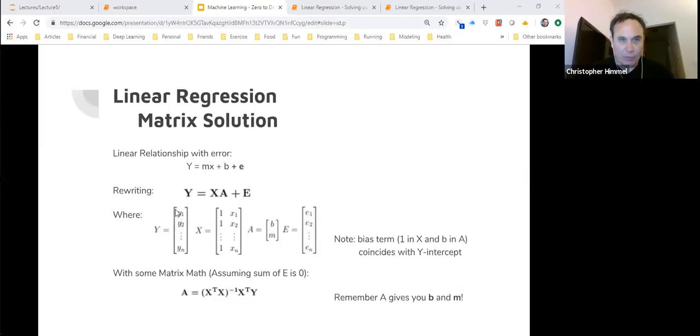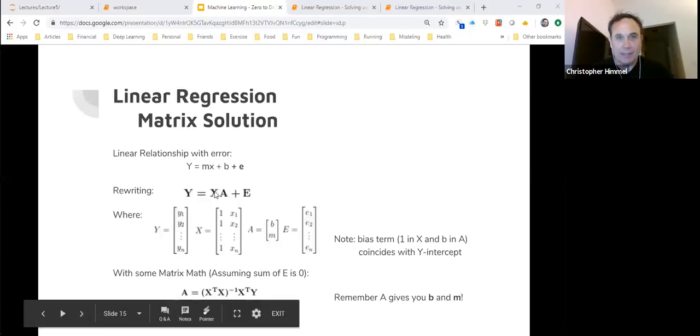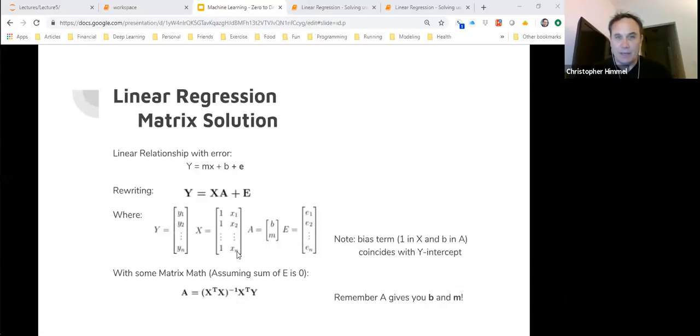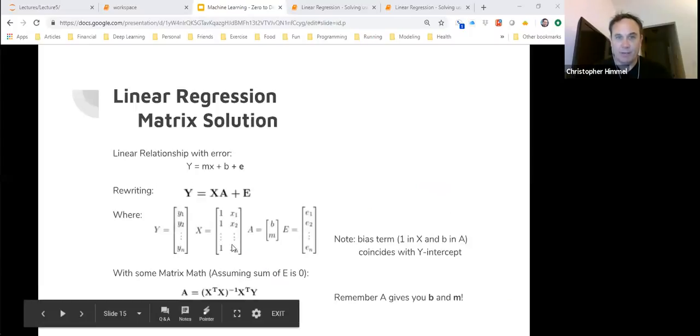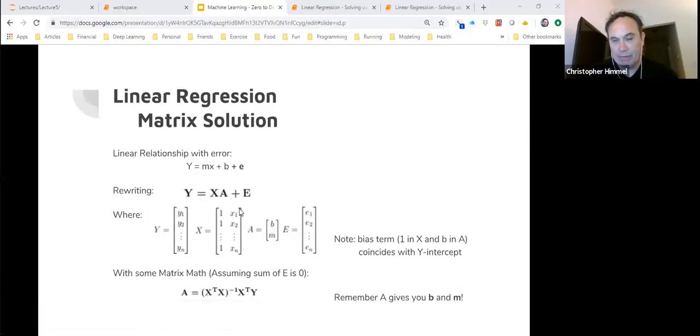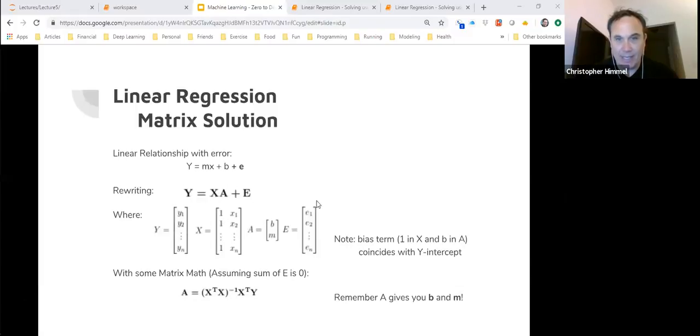If we consider y to be all of the y's of the data set, like 18, 5, 21, and then we rewrite mx plus b as x times A, where x is a bunch of ones, one for every x going across: 1, 2, 3, 4, 5, 6, 7, 8. That's what all these values are, x1 through xn. And we just put a bunch of ones, so this becomes an n by 2 matrix. N rows, 2 columns. Okay, and if we multiply that by this A, where A is b and m, where b is the y-intercept and m is the slope, we end up with this XA. And then this E is all of the errors.